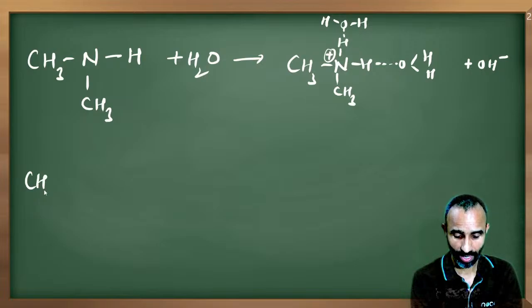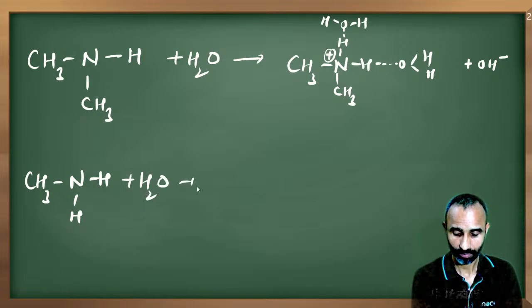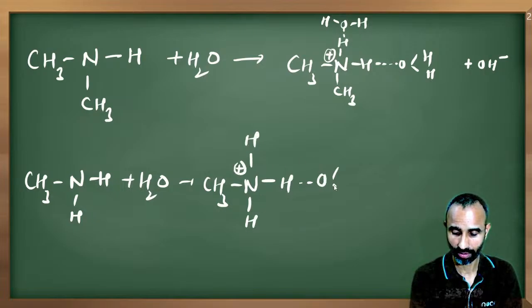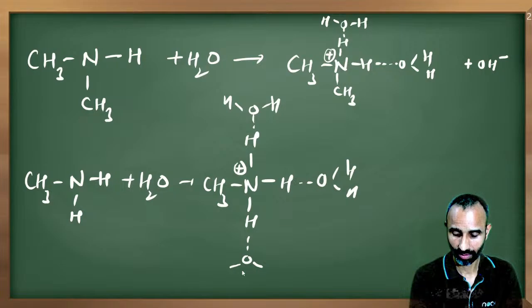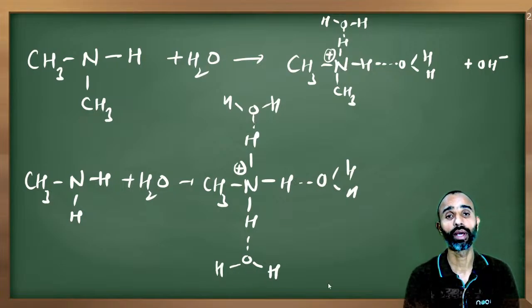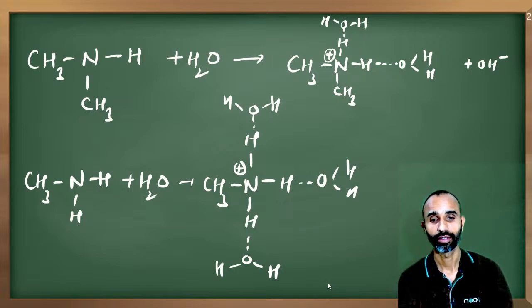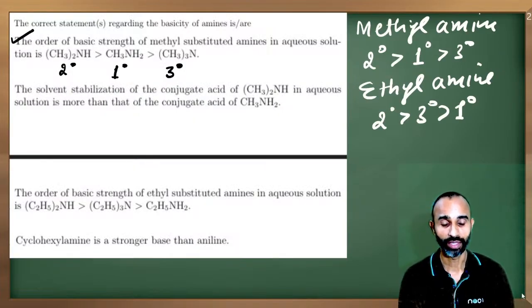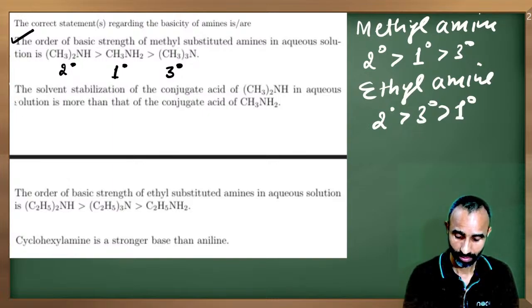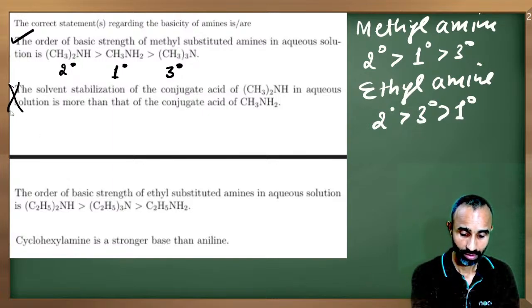But when we have methylamine, you know, which one has stronger hydrogen bonding? So that means methylamine forms stable conjugate acid, because stabilization is more of methylamine rather than ethylamine. That means this statement is wrong. Got it?